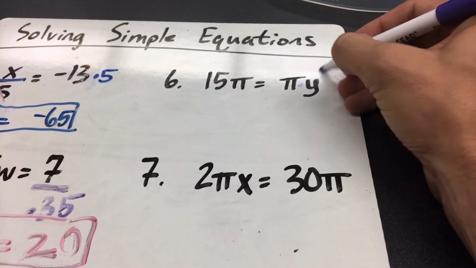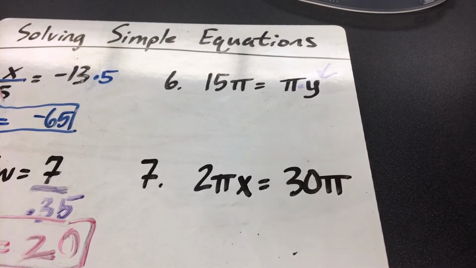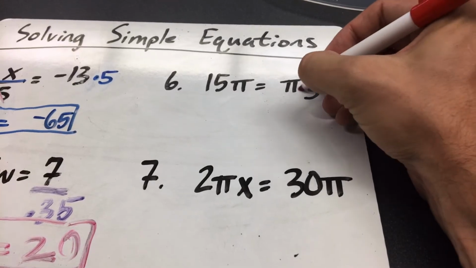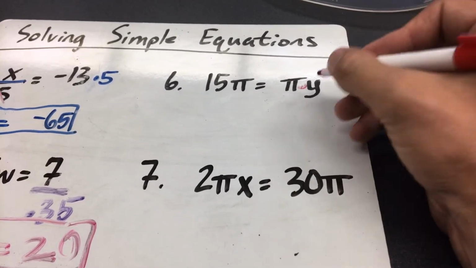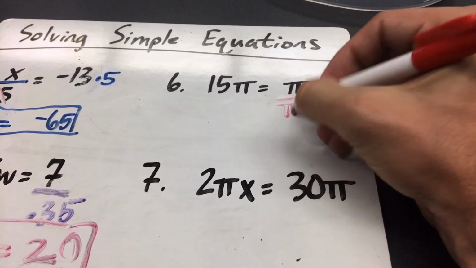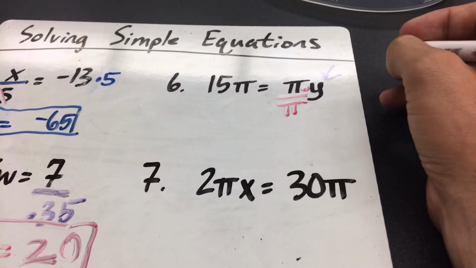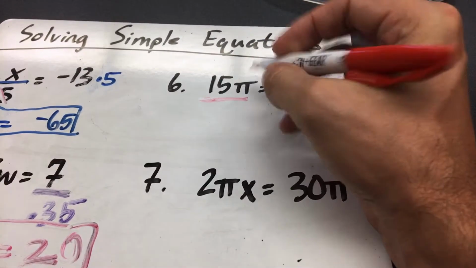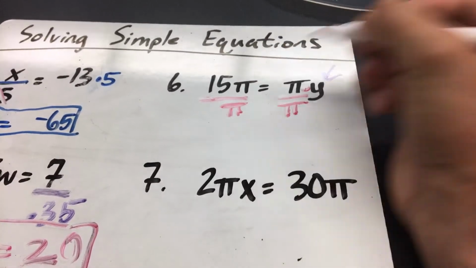That's going to be a waste of time. Right here is my variable. So I'm going to ask myself, what is happening to the letter y? The letter y is being multiplied by 3.14. It's being multiplied by pi. So how do I undo multiplying by pi? Well, I divide it by 3.14, which I'm not going to write 3.14. I'm just going to write the pi symbol. So whatever you do on one side of the equal sign, you do the same thing over here. So I'm going to divide this side by pi.